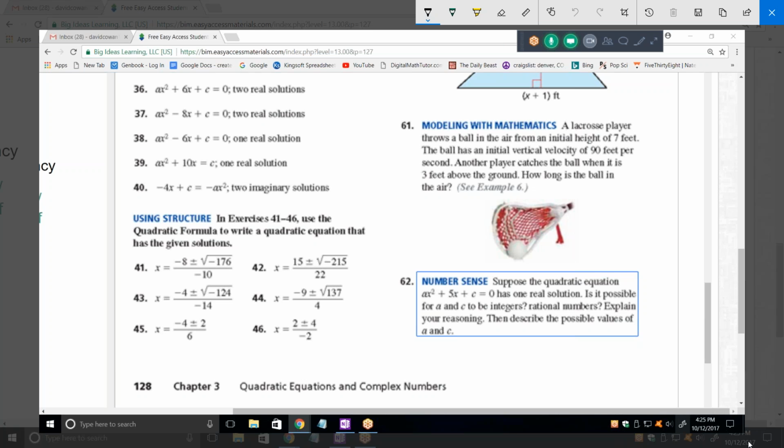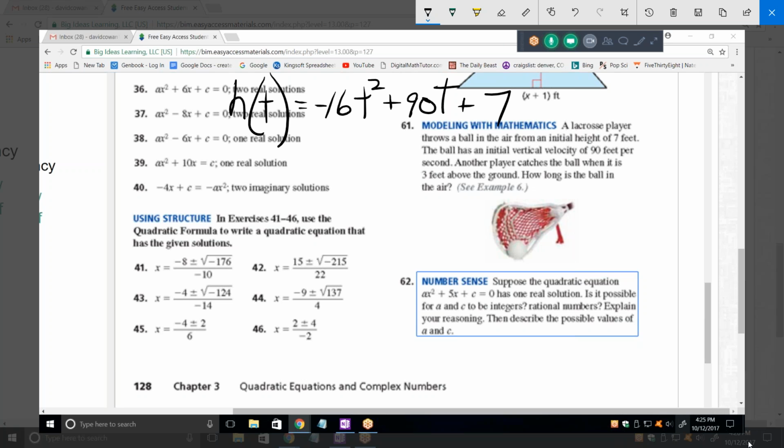The formula for modeling projectile motion is height as a function of time, equal to minus 16t squared plus, and the coefficient of the t is the initial velocity, 90. So it's 90t plus the height that it took off from, 7.